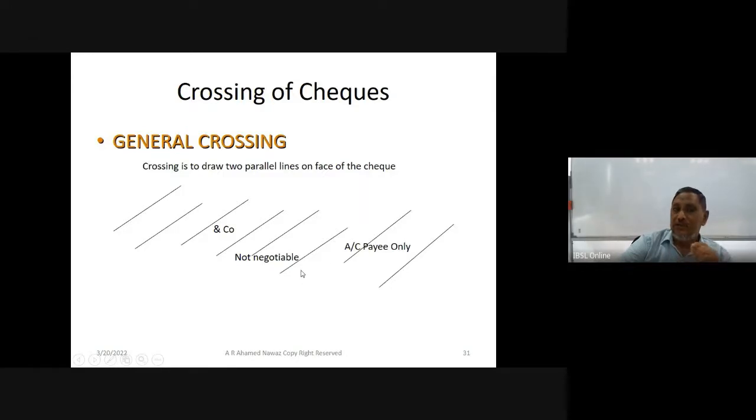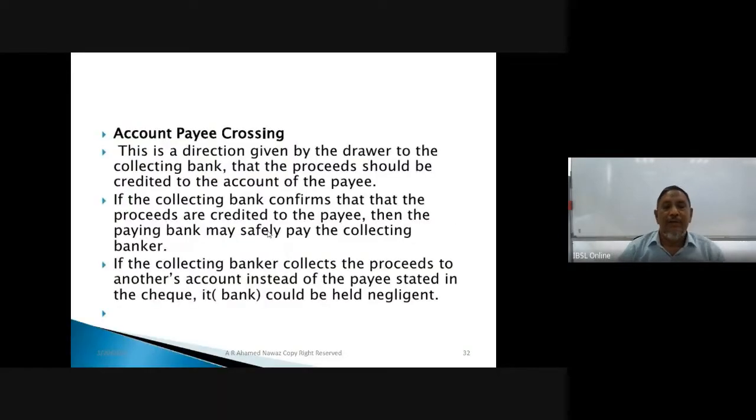Carefully understand these two are general crossings. Now let us see two transverse parallel lines on the face of the check. Which side does it matter, top or bottom? Two parallel lines are considered a general crossing. What is an account payee crossing?